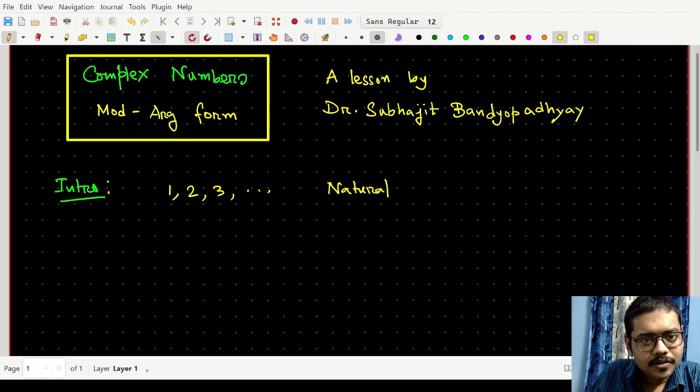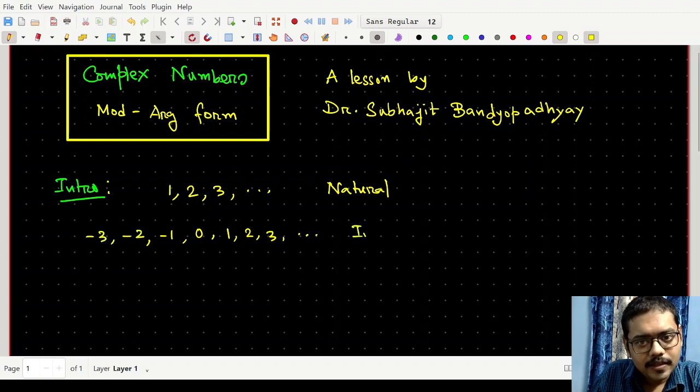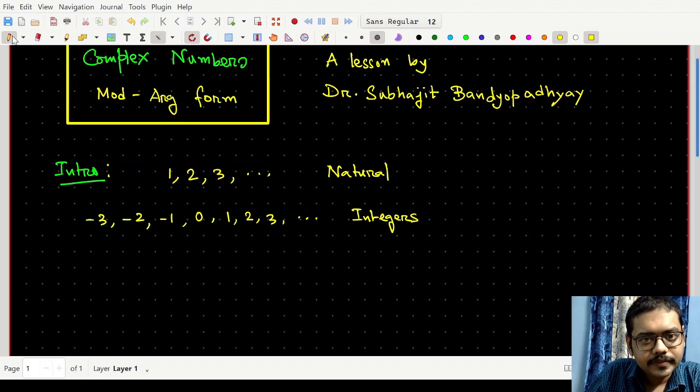Now then comes the zero, which really counts nothing, and the negatives. These we call the integers or whole numbers. They might be positive or negative, but they are whole numbers.